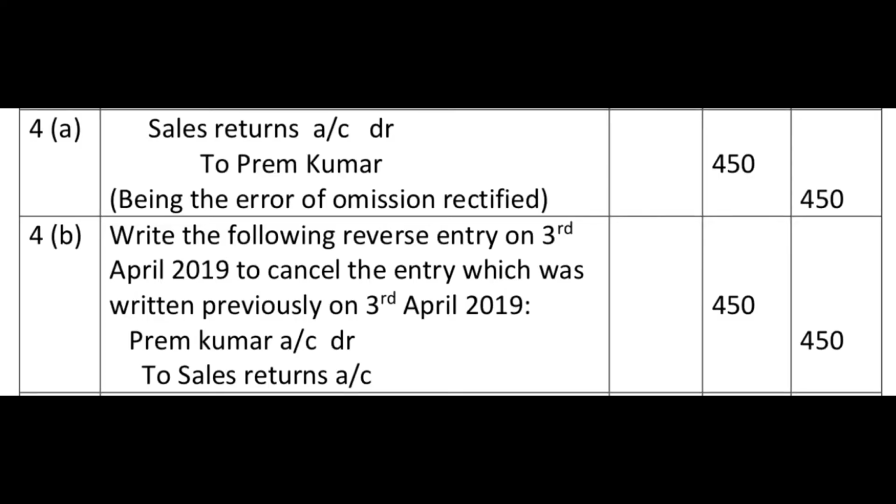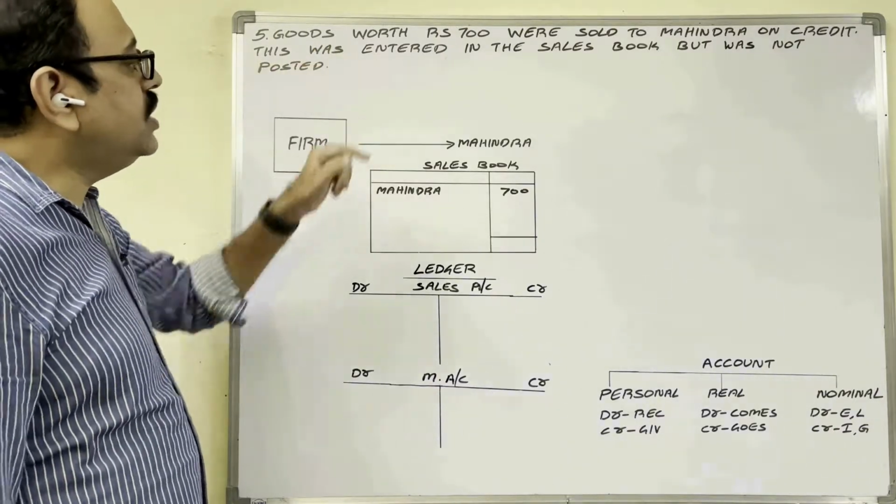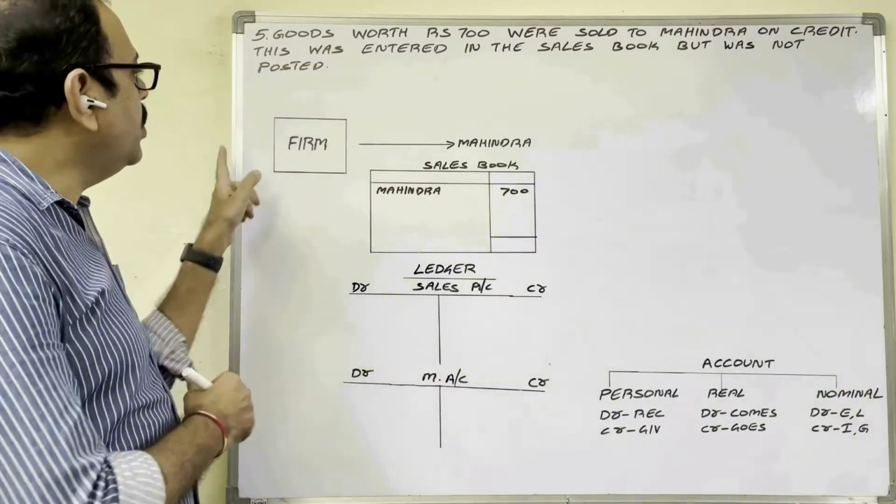Fourth A. Sales returns account debtor to Prem Kumar account 450. Narration. Being the error of omission rectified. Fourth B. Write the following reverse entry on 3rd April 2019 to cancel the entry which was written previously on 3rd April 2019. Entry is Prem Kumar account debtor to sales returns account. Amount 450. Fifth point, goods worth 700 were sold to Mahindra on credit.